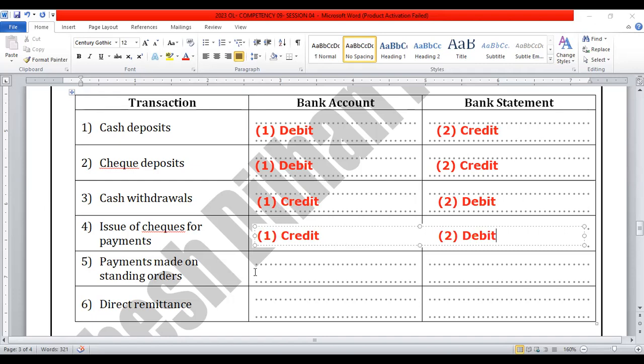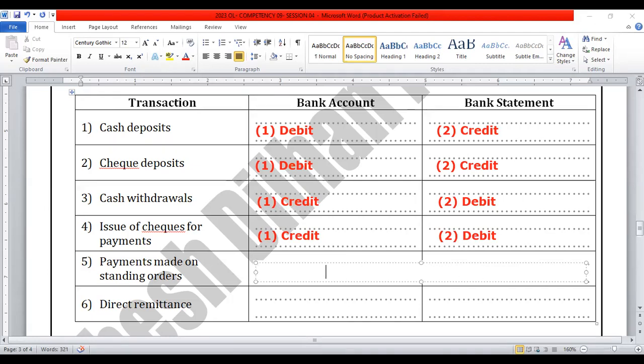And the next one, puta. First, the first step is recorded where? First step is recorded in the bank statement. And do you know what happens? The bank statement debit. And here, the second step is available in the bank account now. And the bank account credits it.